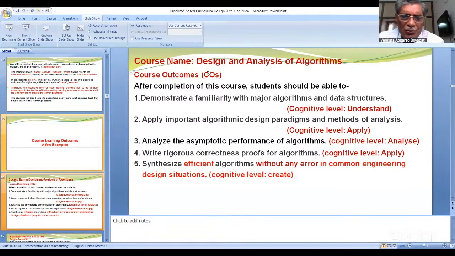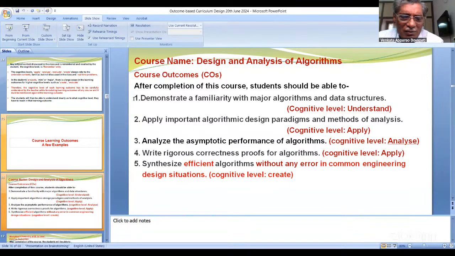Course outcomes, COs. After completion of this course, students should be able to, this is the common stem. Course outcomes is the heading. You should put the heading. After completion of this course, students should be able to, or students will be able to, that is the common stem. Every time you need not repeat.